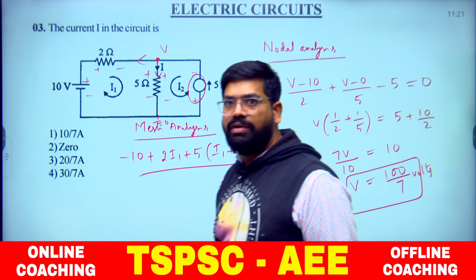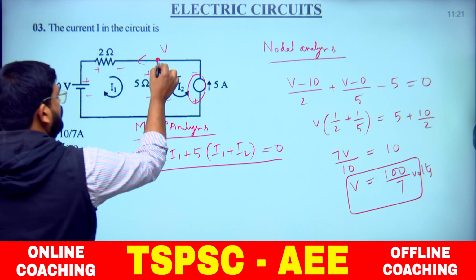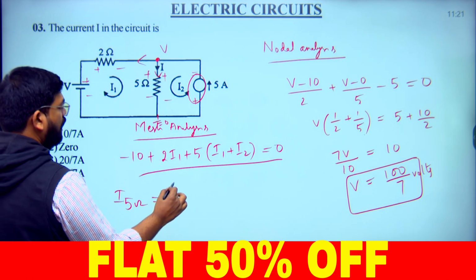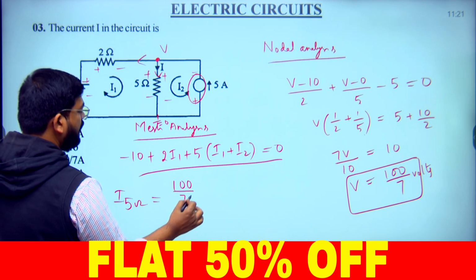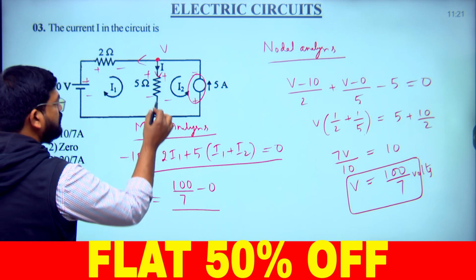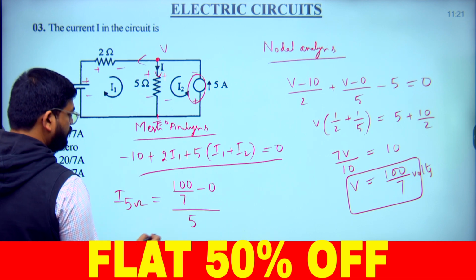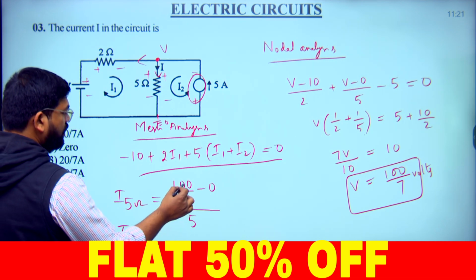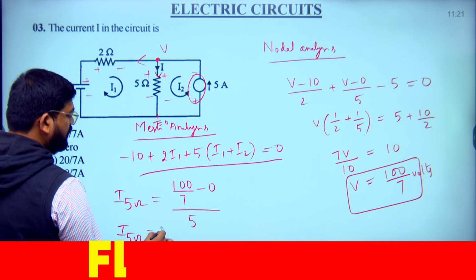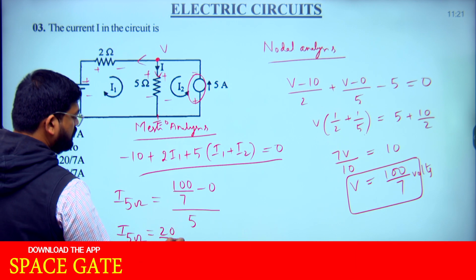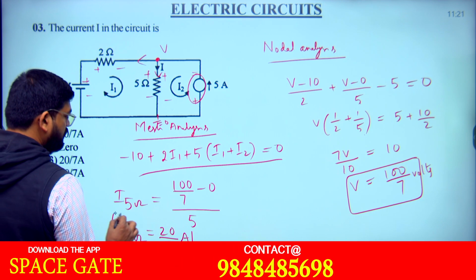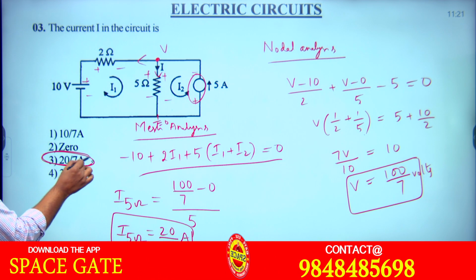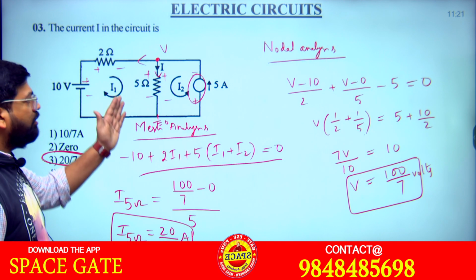100 by 7 volts. After having this node voltage, what is the current flowing through that 5 ohm resistance? (100 by 7 minus 0) by its branch resistance, which is 5. If you simplify this, what will be the current flowing through that 5 ohm? 100 by 7 by 5 gives us 20 by 7 amperes. This is the correct option. Anyway, we have this result, the current flowing through this.